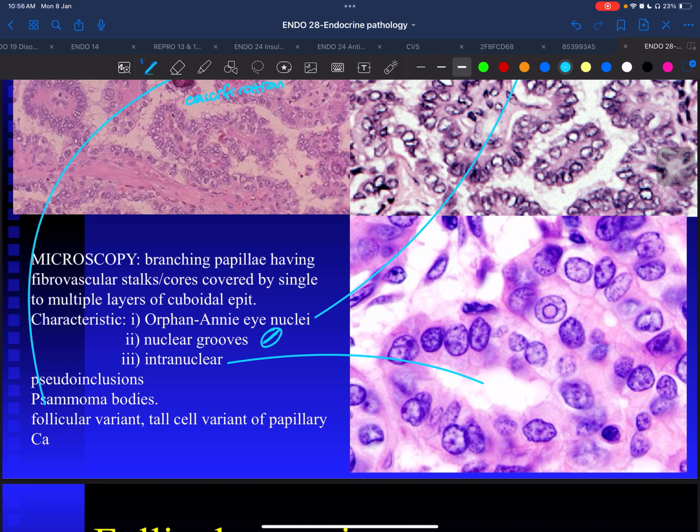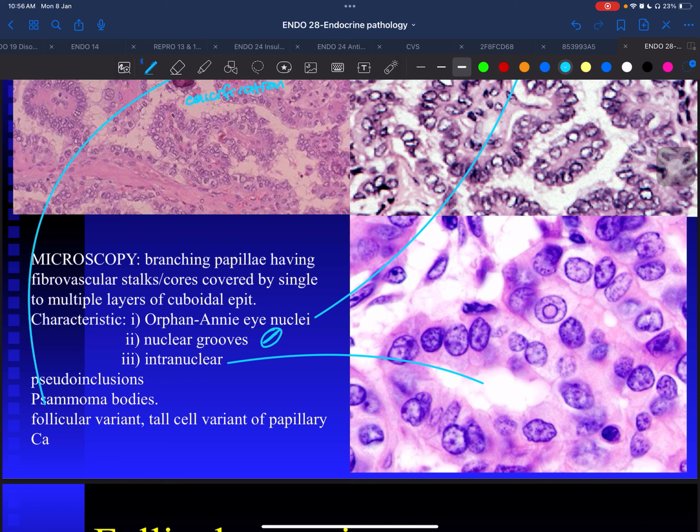So kena tahu. One is nuclear grooving, nuclear Orphan Annie eye nuclei. Number 2 is intranuclear inclusions. 3 tu. Jumpa 3 tu PTC dah tu, no matter dia bentuk papillae ke, dia bentuk follicles ke.